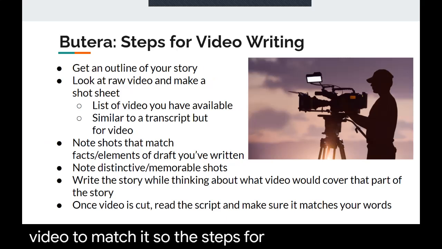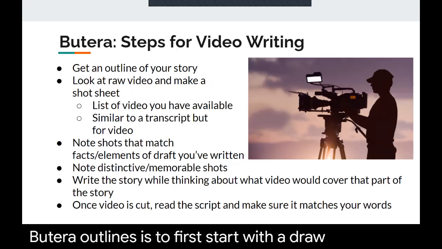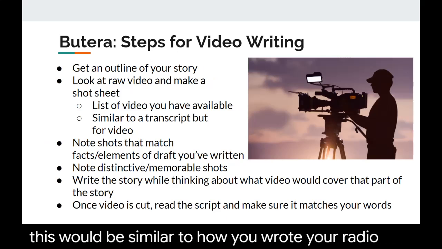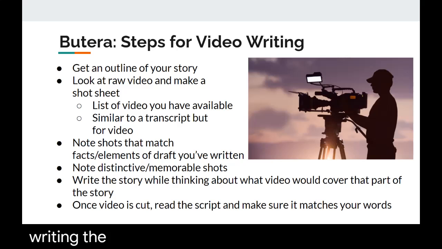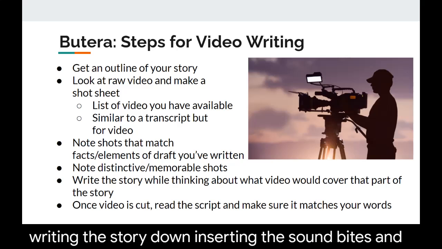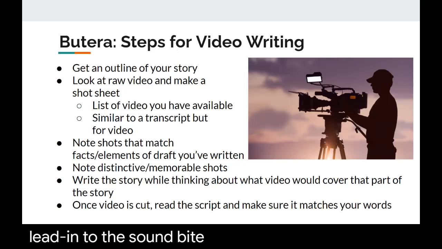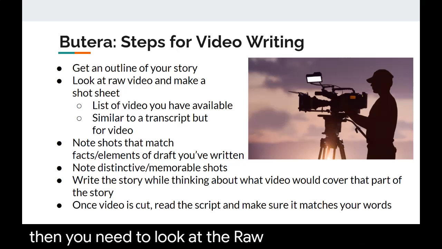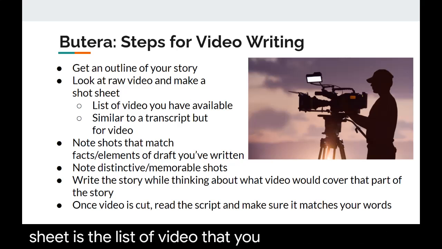So, the steps for writing to video that Butera outlines is to first start with a draft of the story. This would be similar to how you wrote your radio script. You just go ahead and get all the facts out, writing the story down, inserting the sound bites and interview sources where you need them, writing a lead in to the sound bite, just giving a basic outline. But then you need to look at the raw video that you shot while out in the field and make a shot sheet. A shot sheet is the list of video that you have available to you.